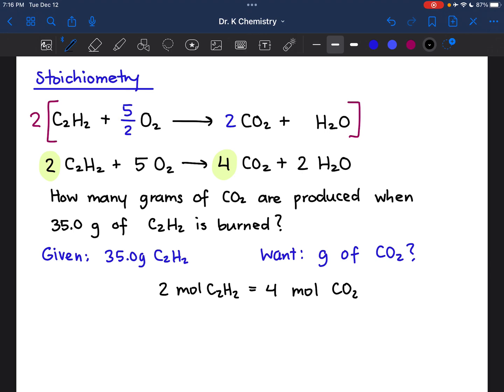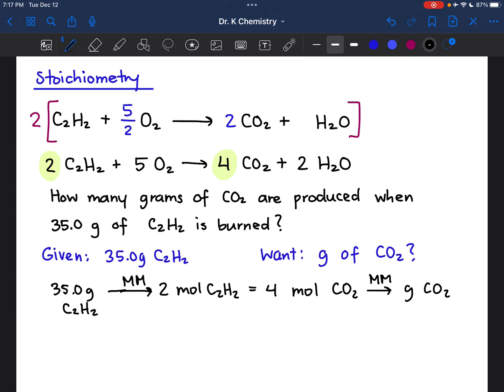So now we have a molar relationship that will take us from moles of C2H2 to moles of CO2. But what we're really interested in is grams of CO2. Well, once you know the moles of CO2, you can get to grams of CO2 using its molar mass. And we are given 35 grams of C2H2 present in this reaction. Well, if we know the mass of that compound, we can get to moles of the compound using its molar mass.